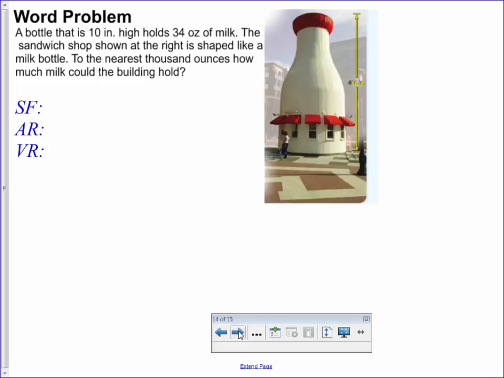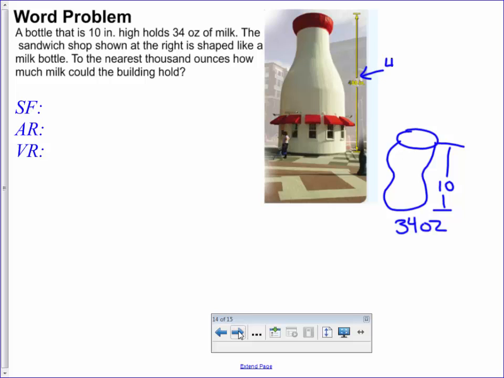It says a bottle that is 10 inches high. So if you just have the shape here, this is 10 inches high. It holds 34 ounces of milk. Okay? So the sandwich shop is shaped just like this milk bottle. If you can't see, it says 480 inches high. So it has 480 inches, but you're trying to find how many ounces this will hold.